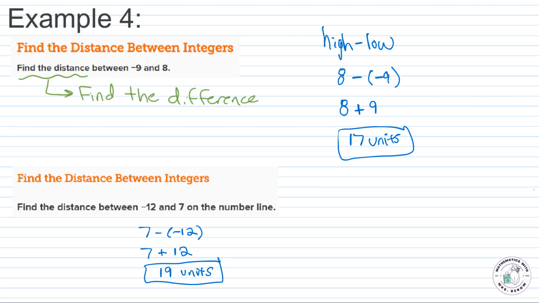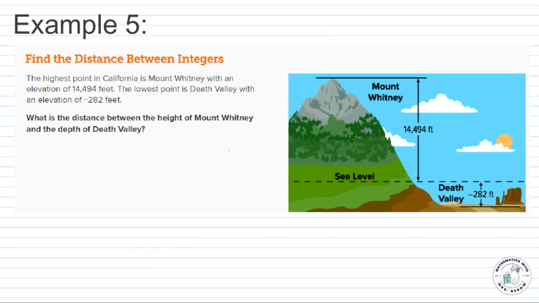All right, let's take a look at some more. So in this one, we're going to see a story problem, and then the example after this will also be a story problem, but it's going to be the same idea, right? So we're going to find the distance between these integers. The highest point in California is Mount Whitney with an elevation of 14,494 feet. The lowest point is Death Valley with an elevation of -282 feet. So what is the distance between the height of Mount Whitney and the depth of Death Valley?